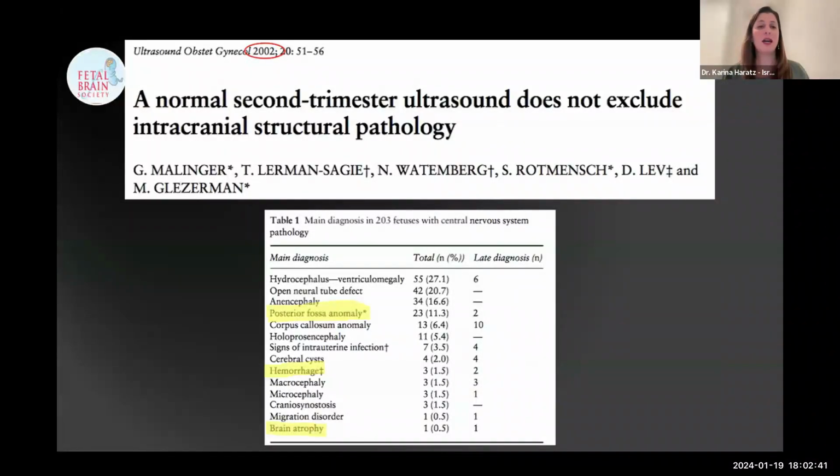So a normal second trimester ultrasound does not exclude intracranial structural pathology. We know that from 20 years ago and probably more. What we didn't know and what we are constantly learning more and more are the phenotypes of the diseases that we are able to diagnose later on in pregnancy.